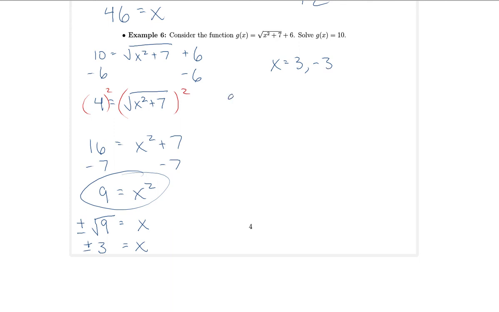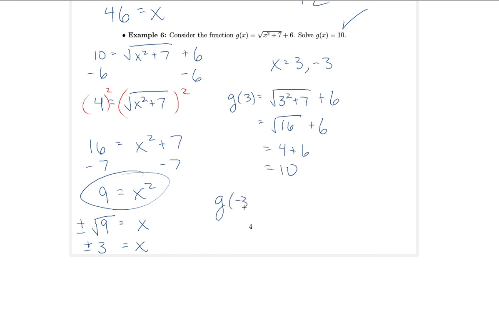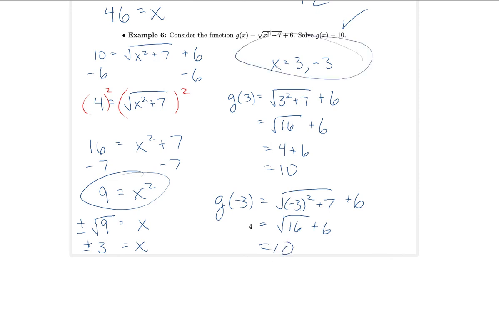Now technically I should go ahead and check both of these. Make sure it works. So 9 plus 7 is 16. So g of 3 equals 10, just like it's supposed to, right? And g of -3, of course, is going to give me the same thing, no problem, because when I square that -3, it becomes positive 9, just like the 3 did in the previous one. So you get the exact same thing. So they both check out, no problem. So these are my 2 solutions.